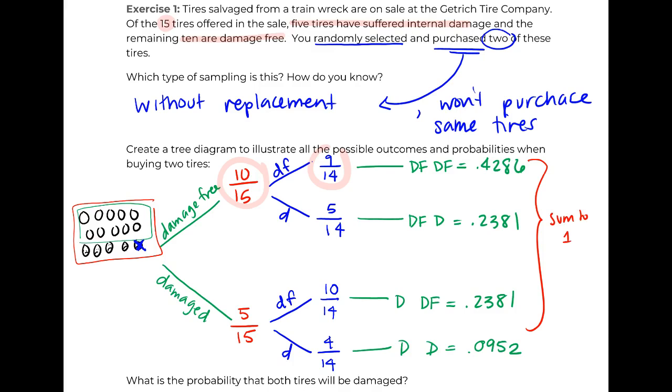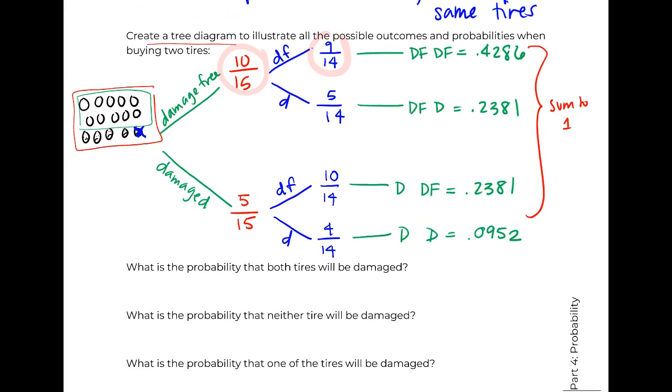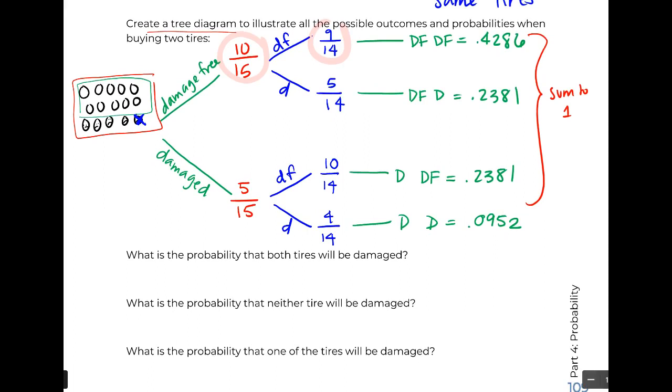All right, so here are the questions that we could actually be asked. For a traditional sampling without replacement question, I'm not going to ask you to create a tree diagram. I only did this so we could really see what's happening with this problem and hopefully truly understand it before we just jump into the actual questions. Our first question: what is the probability that both the tires will be damaged? If we look down our tree diagram, both tires being damaged is our last option. So this is 0.0952.